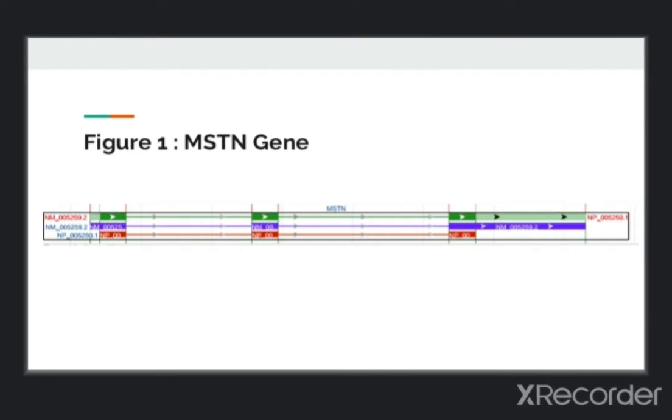Figure 1, gene. The MSTN gene has 7,030 base pairs. There are a total of 375 amino acids which this gene is composed of, and it has a molecular mass of 42,750 daltons.